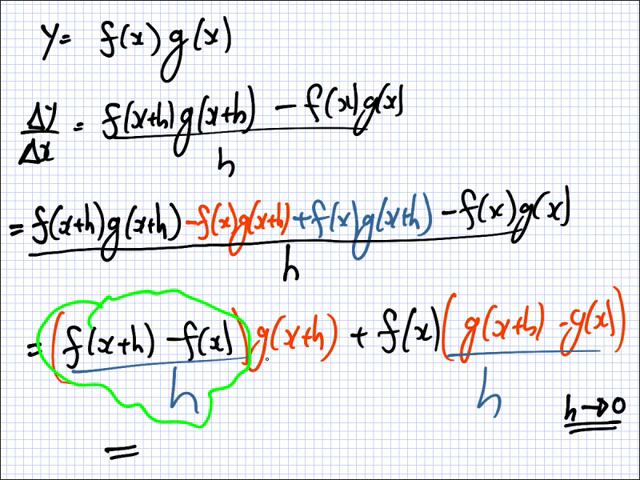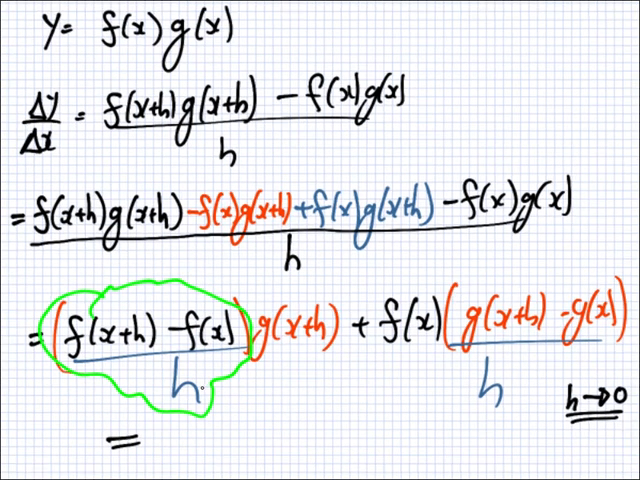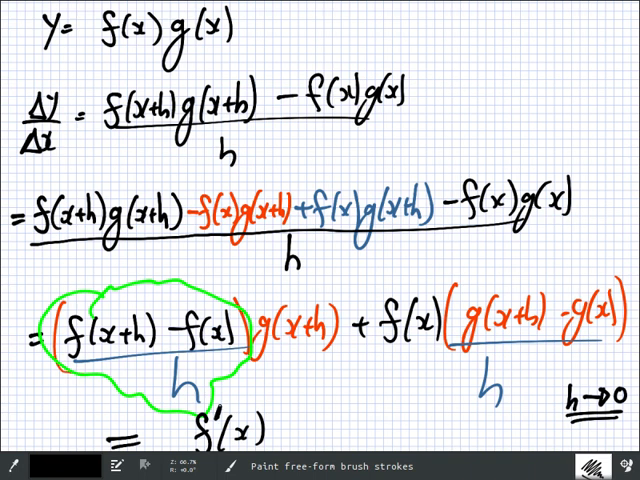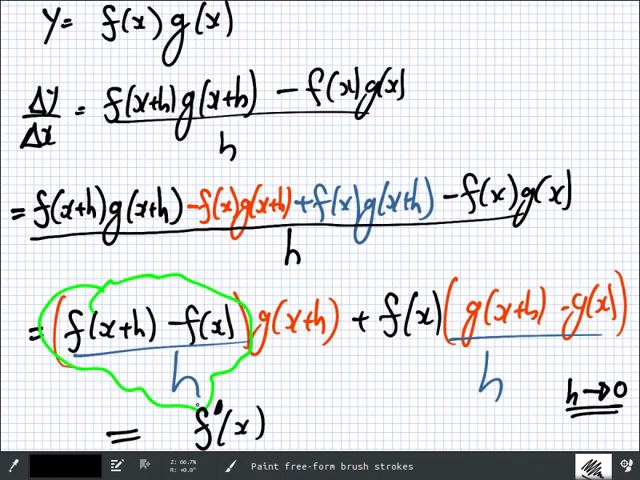f(x+h) minus f(x), over h. And h goes to 0. But h doesn't equal 0, it only tends to 0. It becomes this, f derivative. Because this is the first principle definition.